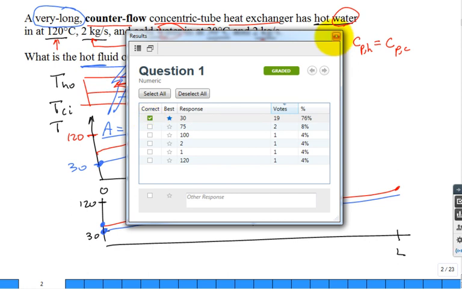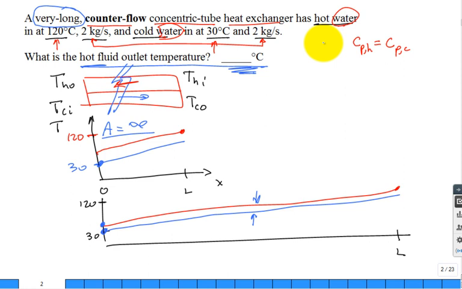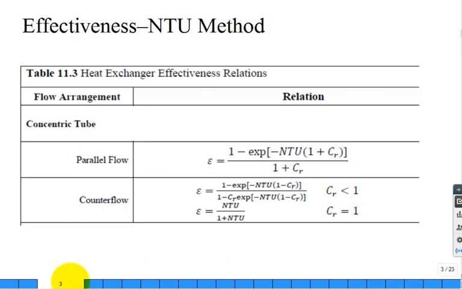All right. Somebody says, how do we use our equations that we just learned and solve the same problem? Okay. So we say it's a counterflow, concentric tube. And let's take a look here. We had the same hot and cold fluid mass flow rate, specific heat, hence the ratio of heat capacity rates is 1. C sub r is 1. So this would be our fun equation.